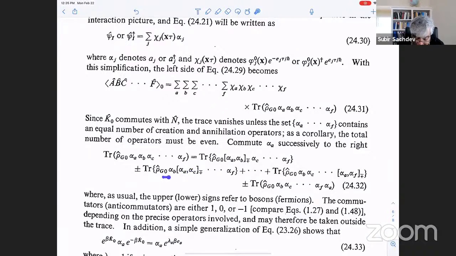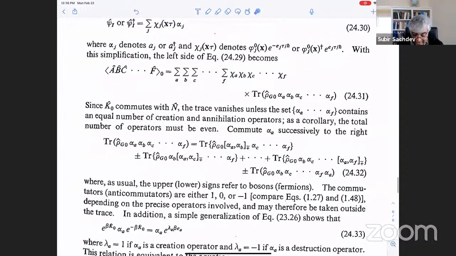And now the nice thing about all of these terms is they have two fewer operators. You started out with, let's say, 10 operators here. Now here we've removed A and B, so we have only 8 operators left. Every one of these terms has only 8 operators left. So it's simplified, and you can play the same tricks on those. So that's where the induction comes in. The only thing that's troublesome is this one. It still has 10 operators.